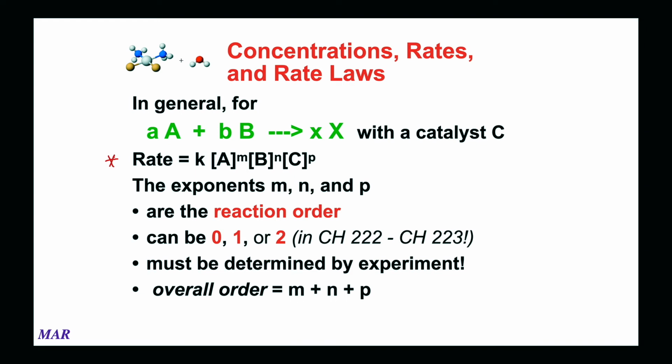Most of the time, we're going to be really focused on trying to find the reaction orders first. And again, those will be zeros, ones, or 2s only. And once you have those, then you can figure out what the rate constant K is. The K is kind of like the holy grail here.